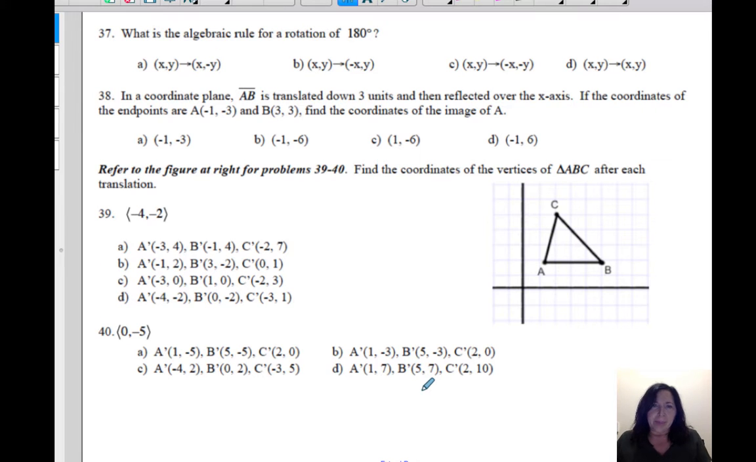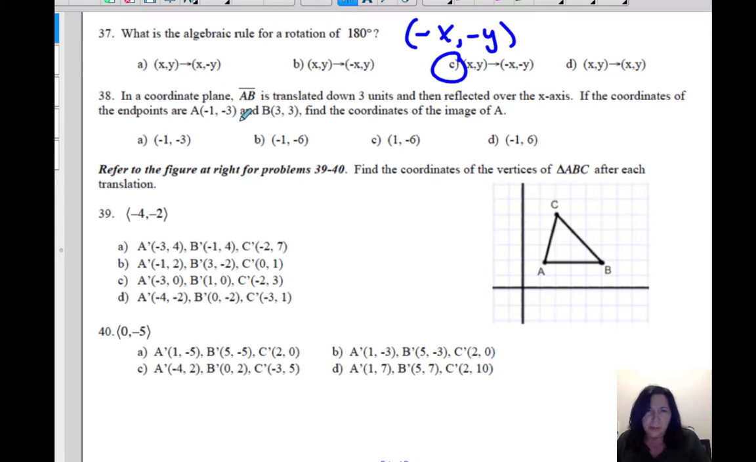Back to translations. Okay, what is the algebraic rule for a rotation of 180 degrees? Okay, I told you, you need to memorize these, okay? So this one is negative x, negative y. So that's going to be whatever x is, it's the opposite of x, the opposite of y, okay? It's like the inverse. Okay, I get to select which one it is. So for this problem, it looks like it's C.